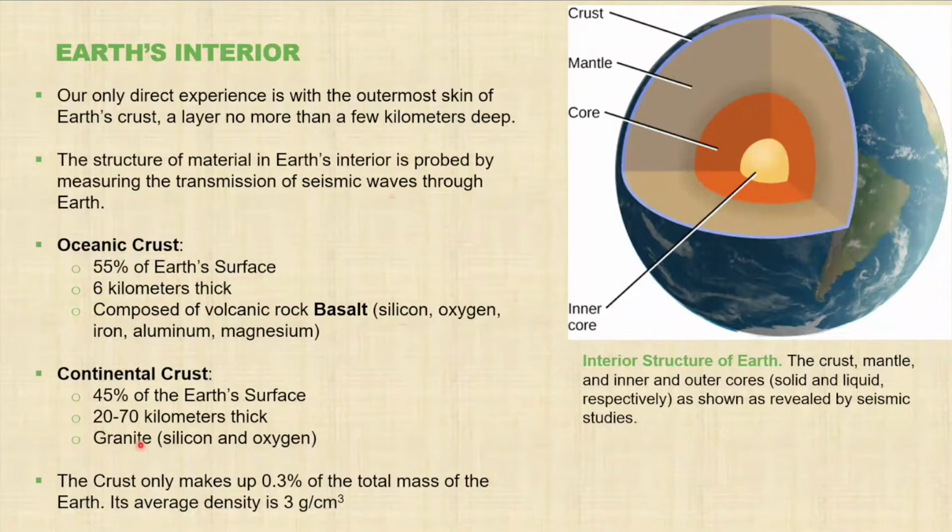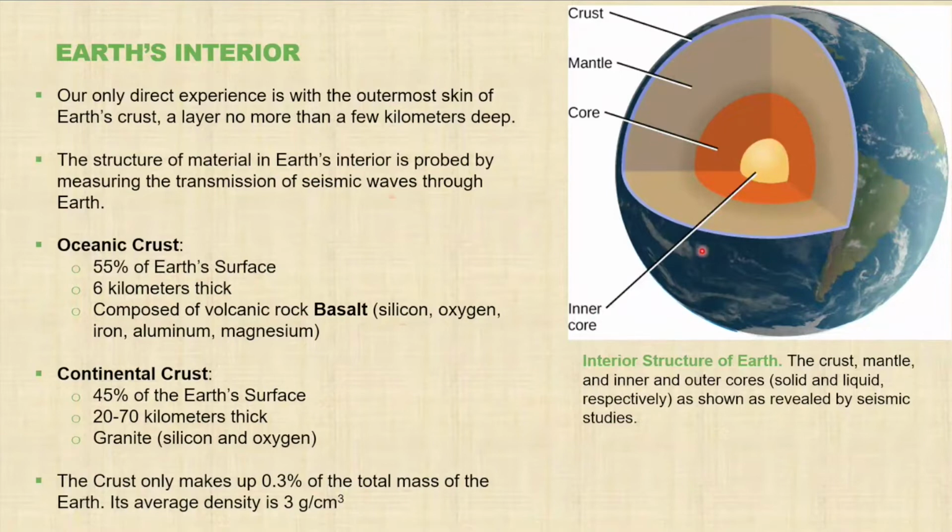It ranges from 20 kilometers to 70 kilometers thick. The mountains and hills have higher thickness, and it is mostly composed of silicon and oxygen. Of the total Earth's mass, the crust only makes up about 0.3%, and has an average density of 3 gram per centimeter cube. So you can see that the majority of the mass is underneath the crust, with higher density.